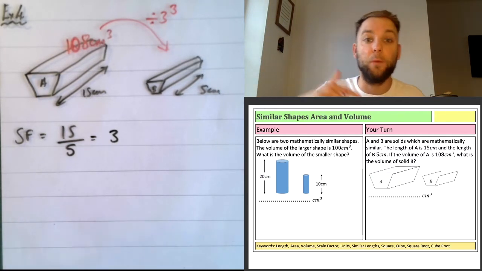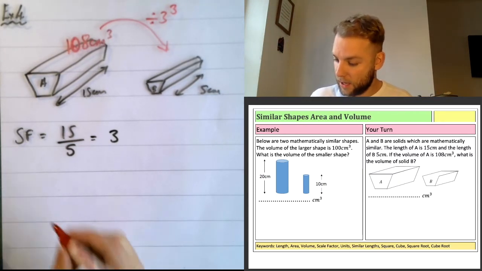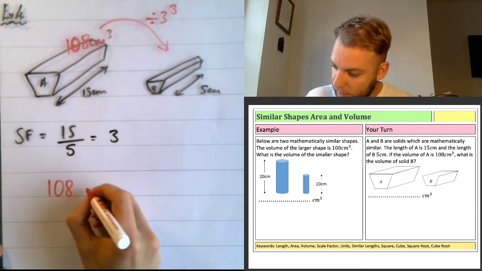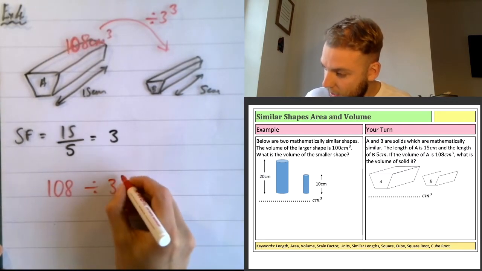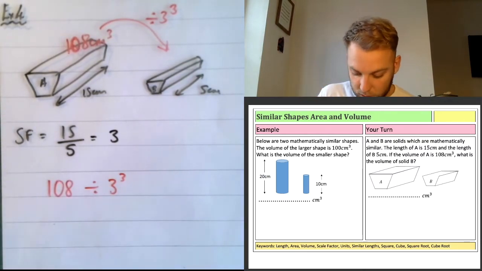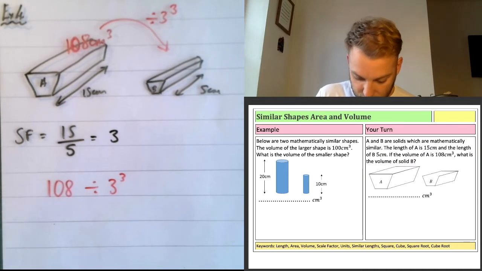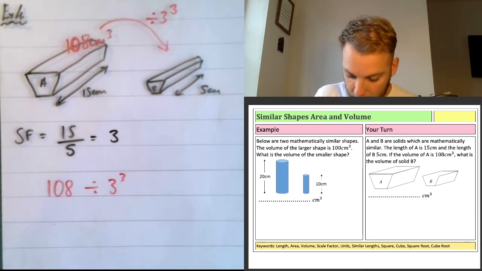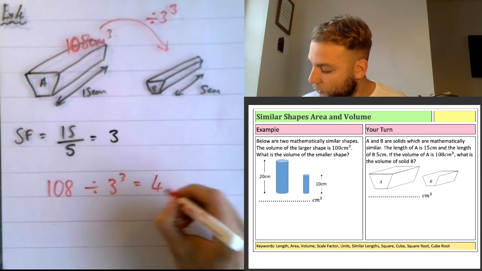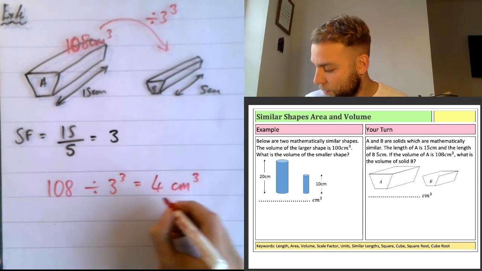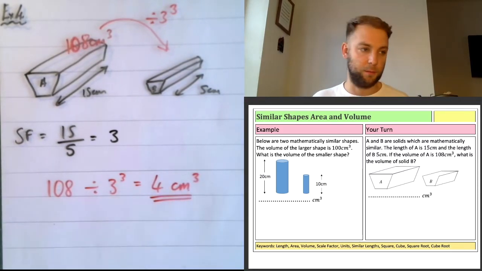When I'm dealing with volume, I'm cubing. So it's going to be 108 divided by 3 cubed, because it's volume. 108 divided by 3 to the power of 3, which in this case is equal to 4 centimetres cubed. So there's my volume there.